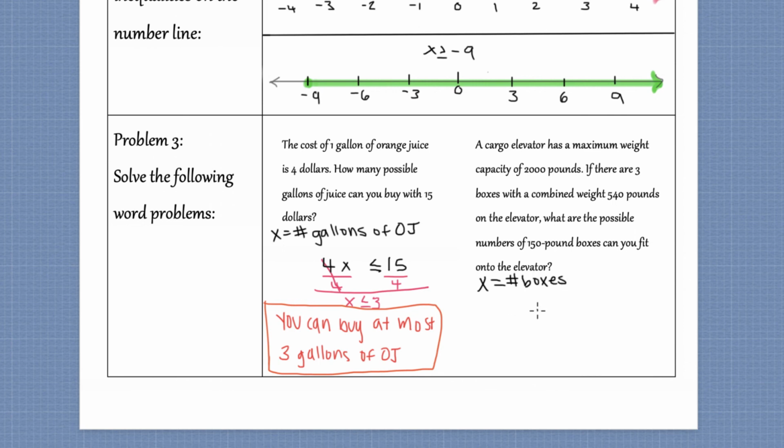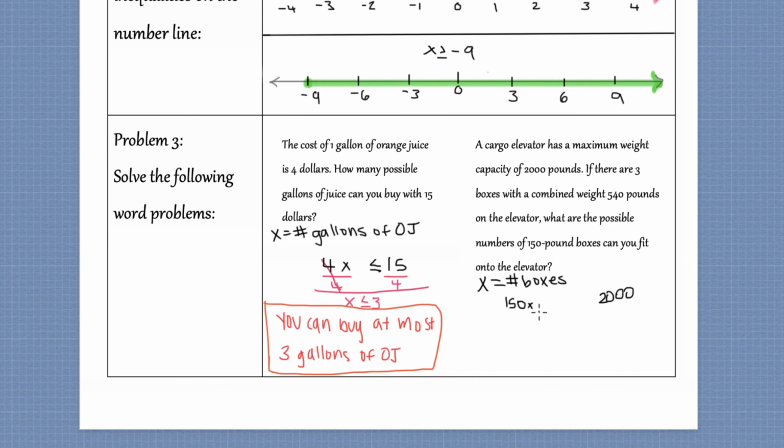So what we're first going to want to do is, it says the capacity of the elevator is 2,000 pounds, but there's already 540 pounds on the elevator. So since the maximum weight on the elevator is 2,000 pounds, we're going to write 2,000 on the right side. Now since the right side is in weight, our left side should also be calculated in weight. So if x is the number of boxes and each box weighs 150 pounds, we're going to write 150x, which shows that the weight of each additional box is 150 pounds.